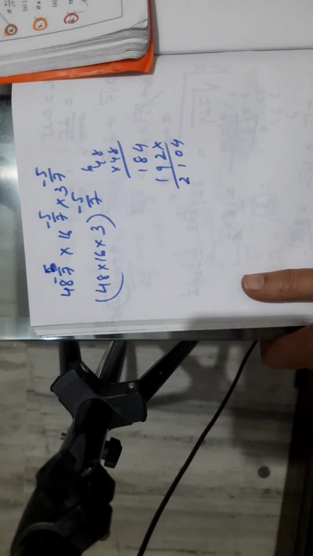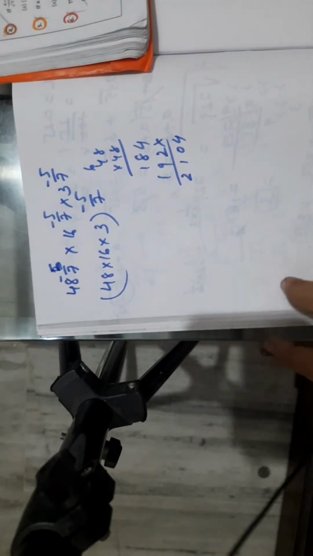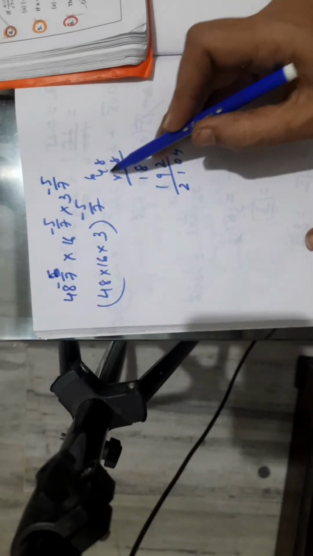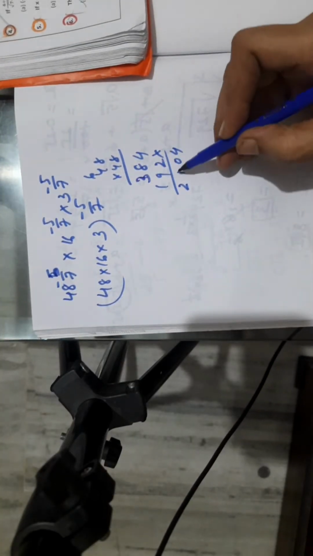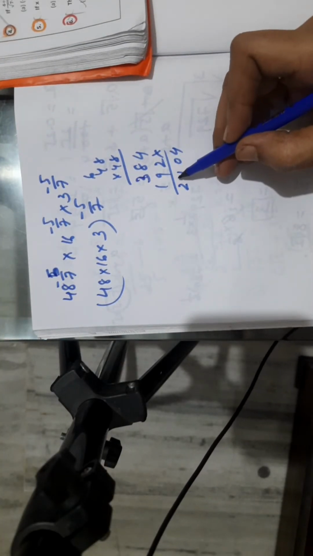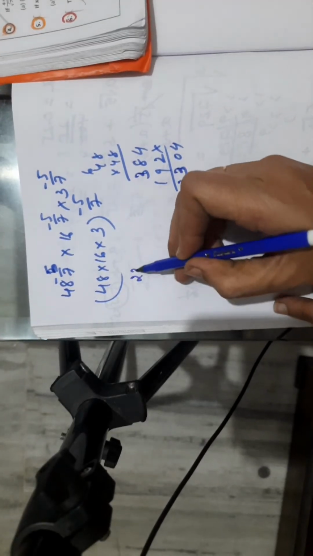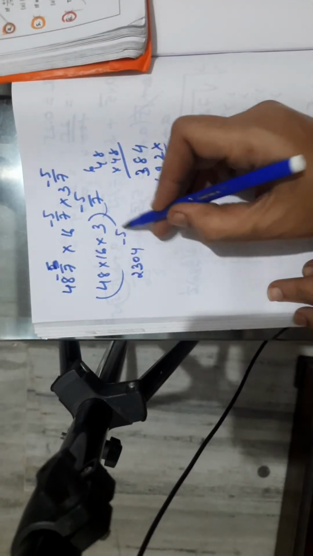First check if the multiplication is correct or not. Multiply this and check 48 into 48. 8 8s are 64, 6 carry. 8 4s are 32. 32 plus 6, 38 will come. So here it is 3, 2304. So you're getting the number as 2304 and this minus 5 by 7 is there.